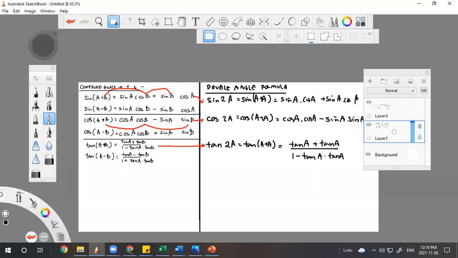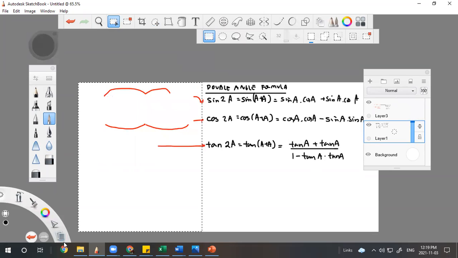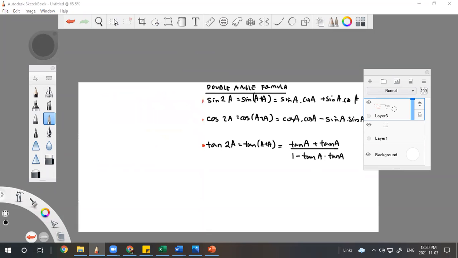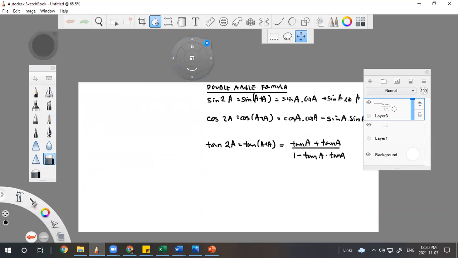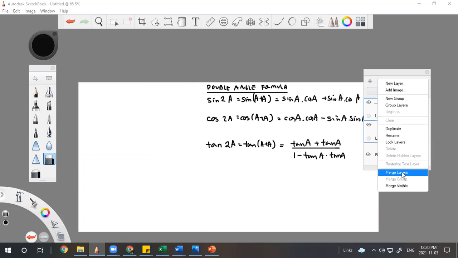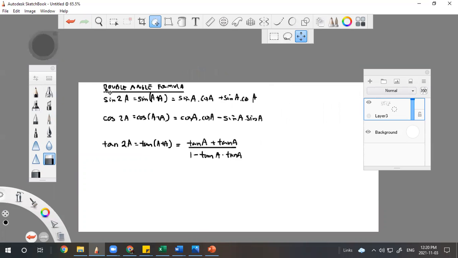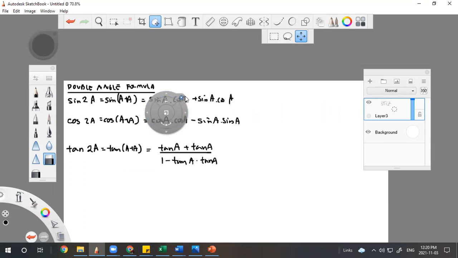I want to erase this. Okay, so we already have the relation between the double angle formula and the compound angle formula. But what we have to think of, we need to simplify this double angle formula so you don't have to memorize this too much. So sine 2a, they are the same, right?